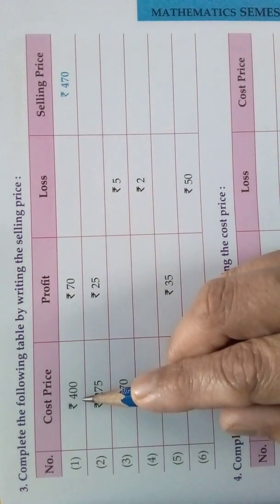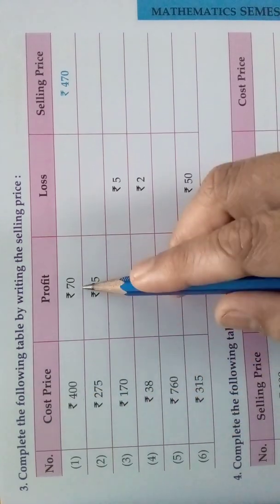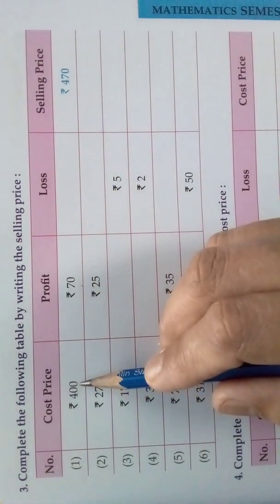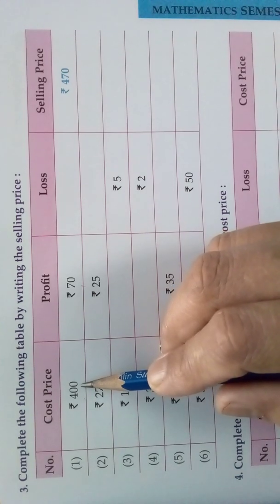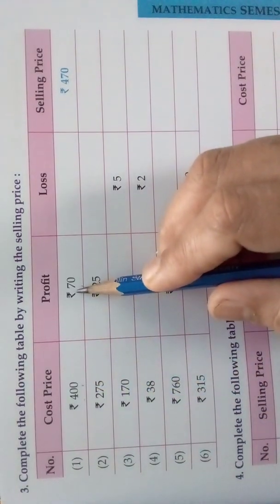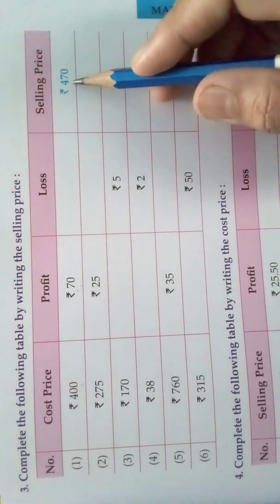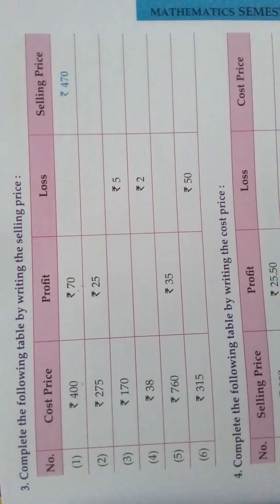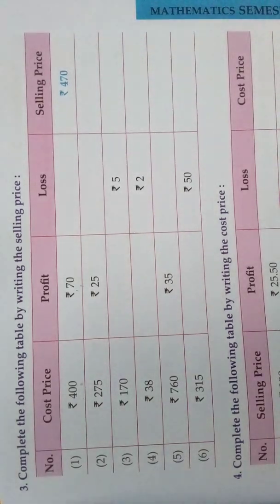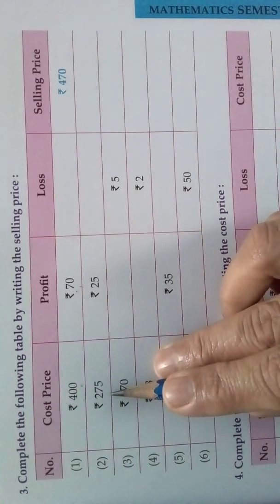Cost price is 400. And the profit is 70 rupees. What is the cost price? The shopkeeper purchased the article for 400 rupees and he got a profit of 70 rupees. So, what is the selling price? 470. That we know, no children? Yes, okay. Understood.